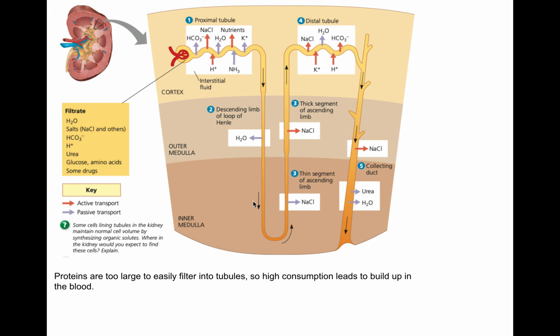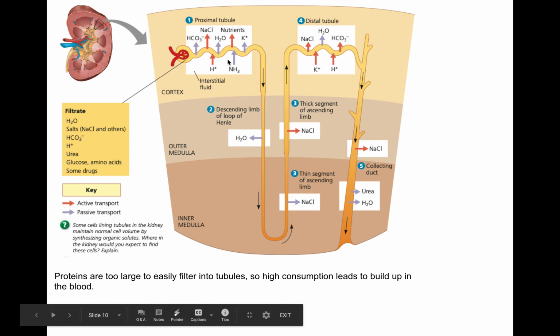And as you're moving through the descending loop of Henle, the ascending loop of Henle, and you go into the distal tube, you're still going to get movement of different salts and waters. It really depends on the need for osmoregulation in the blood. And in the end, you're going to be filtering out urea and even more salt and water, and you're really just ending up with a more concentrated urine.